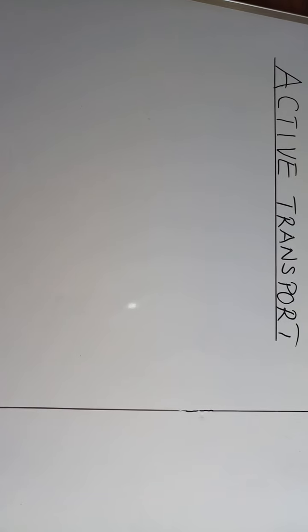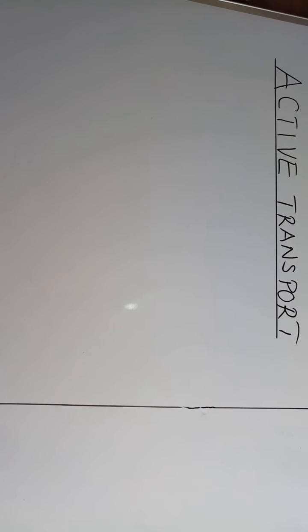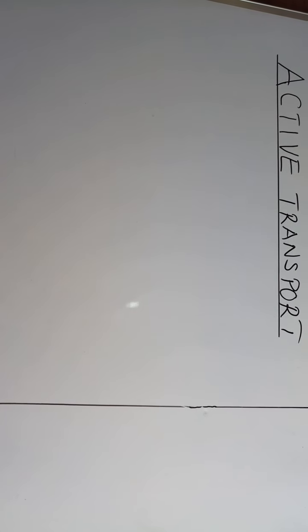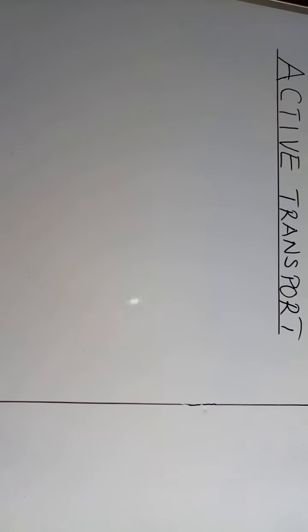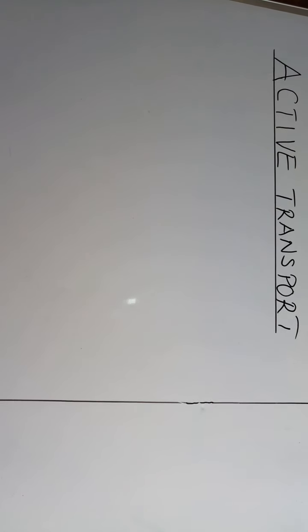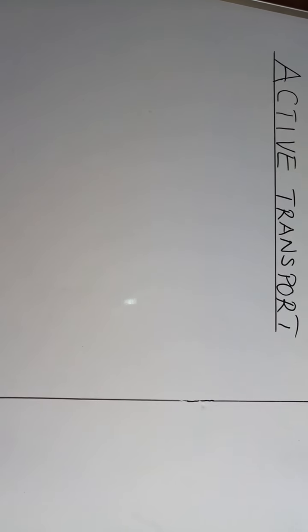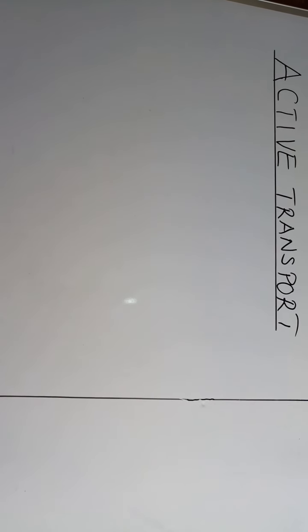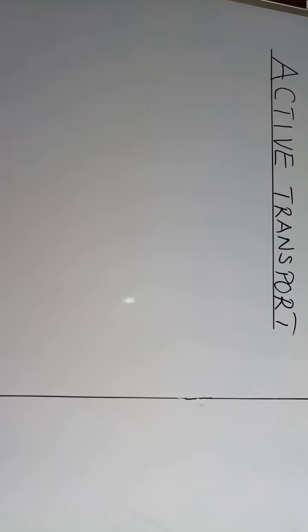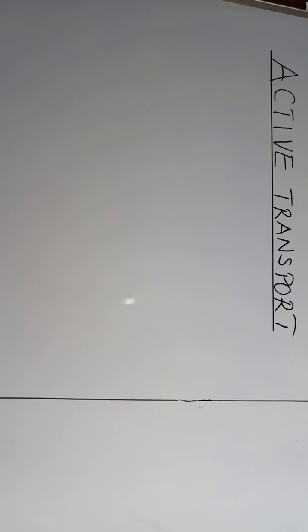So to start off with our topic of today, which is active transport, we look at the definition of active transport and how the physiological process works. So what is active transport? Active transport is a process in which energy is used to make molecules or particles of a substance to move from the region of low concentration to the region of high concentration against the concentration gradient.